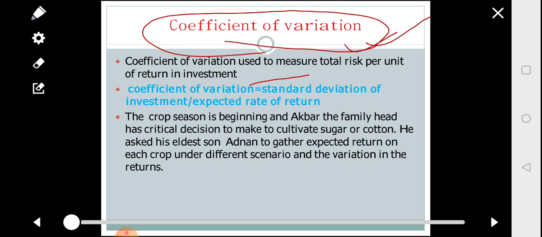We'll discuss with a very small introduction and a very small case study regarding coefficient of variation in a very simple way. Let us start. Coefficient of variation is used to measure total risk per unit of return on investment.